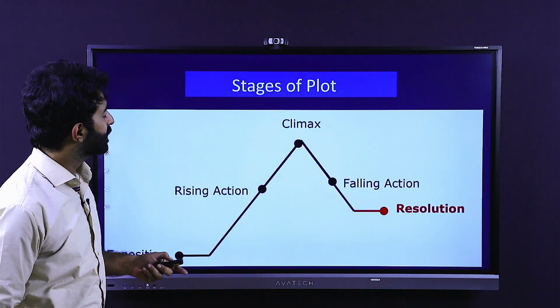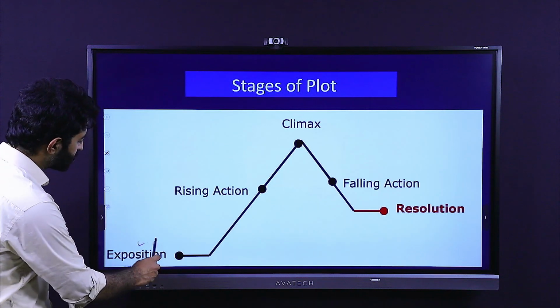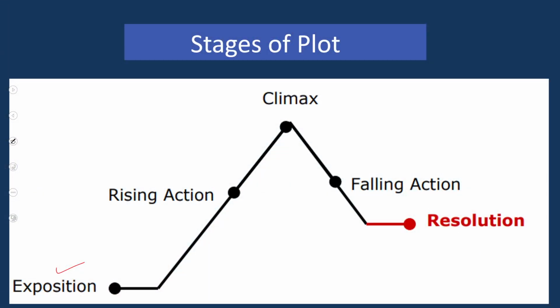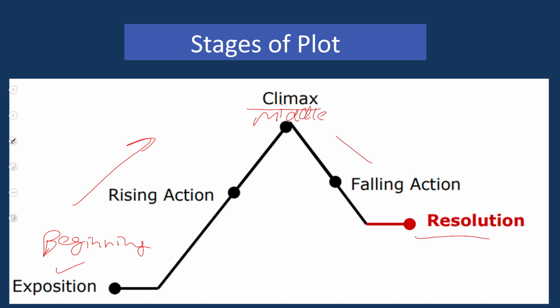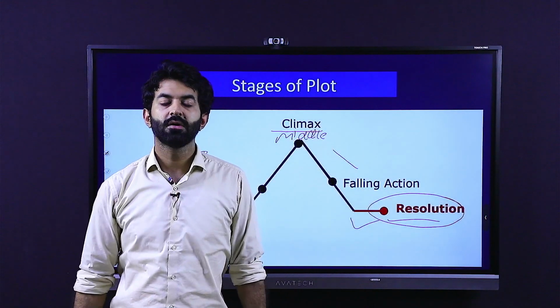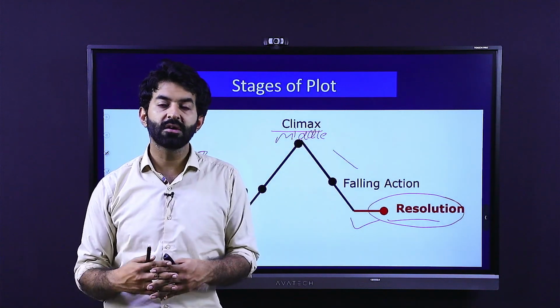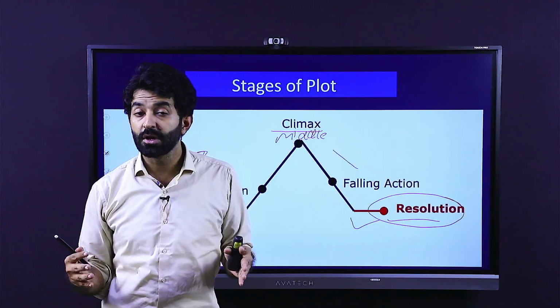Now, here are all these stages: exposition, where everything is exposed to you, the introduction, the characters, the setting, the theme as well, and all those things. So it is our beginning. Then we have rising action, climax, which is also called the middle point, falling action, and then the resolution. We are talking about this part, the last stage of the plot, where everything is going to resolve and we have to conclude the story. The writer concludes the story, and it can be concluded in different ways.